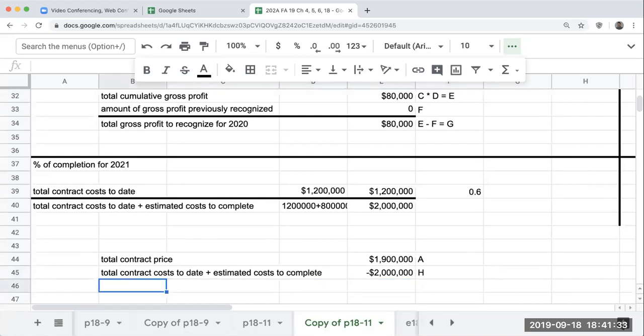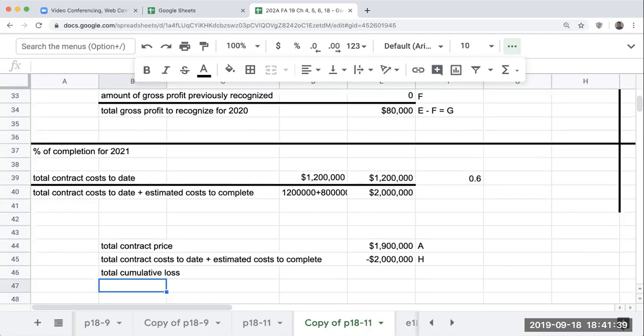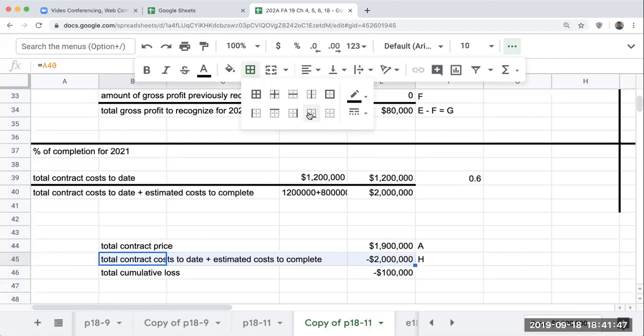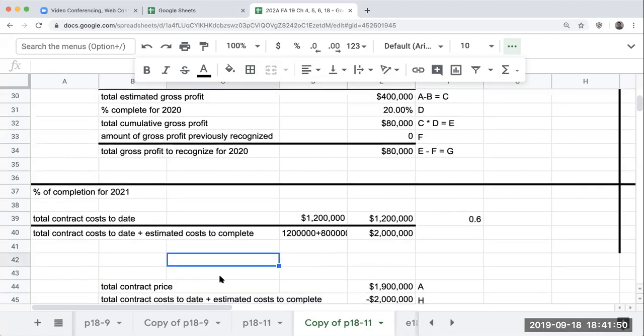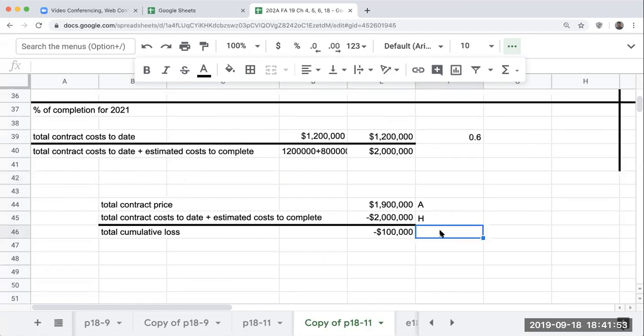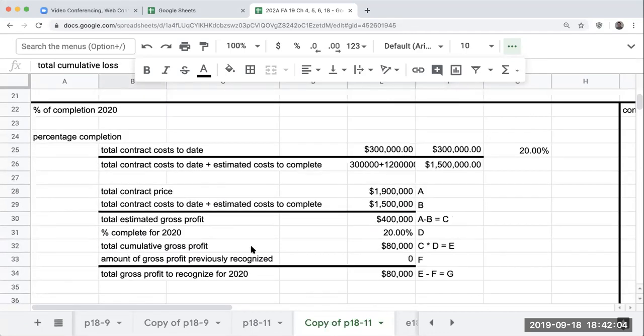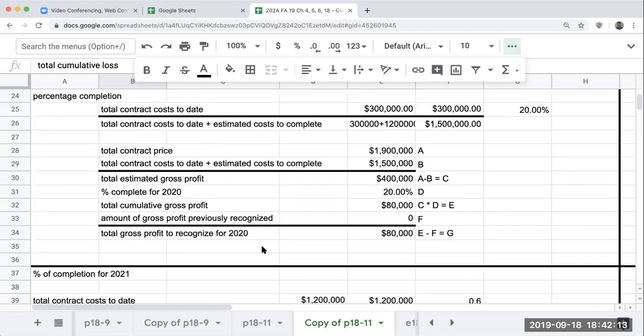So now we have a problem as the total cumulative loss, meaning that our contract cost to date plus the estimated cost to complete is going to be $100,000. Okay. So we have a cumulative loss, meaning that our total contract cost exceeds our total contract price. So we have a total cumulative loss of $100,000.